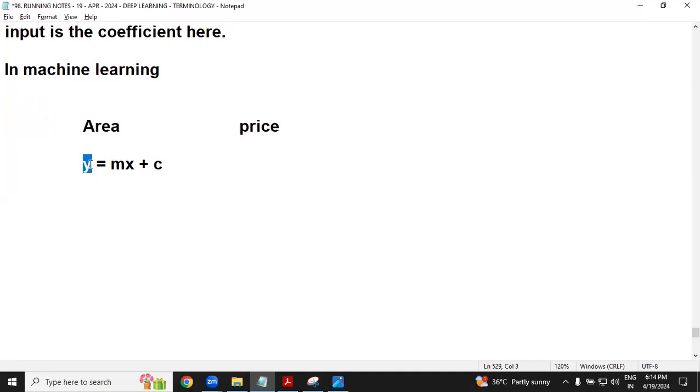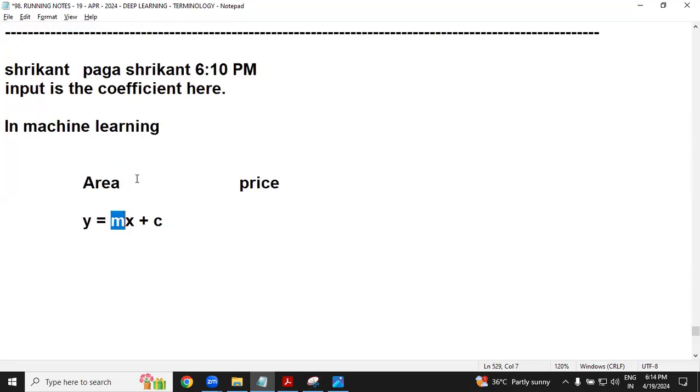This is the prediction price. Can I say this is the input value? This is the coefficient. So, sir, input is different, coefficient is different. Same thing in a neural network also. Input is different, and the coefficient in a neural network is called a weight.